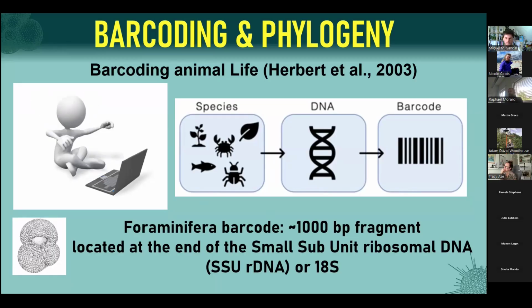In the case of foraminifera, the barcode is a fragment of 1,000 base pairs that is located at the end of the small subunit ribosomal DNA, which we call the SSU rDNA or 18S. The question is, what is this?